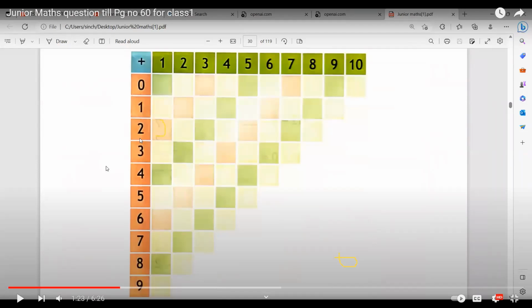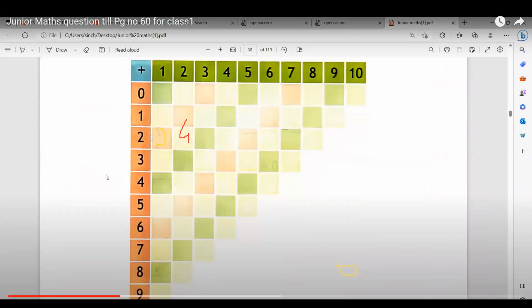The next one. Why is it 4 beta? 2 plus 2. 2 plus 2 is 4. Write the next one. Why is it 5 beta? 2 plus 3. 2 plus 3. Very good. Write the next one.